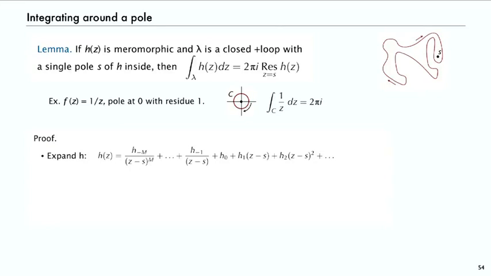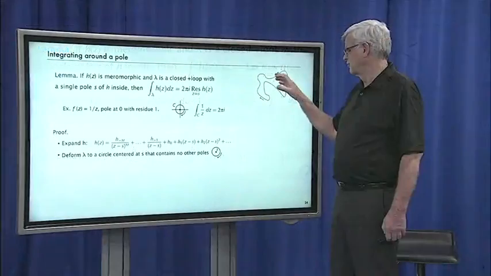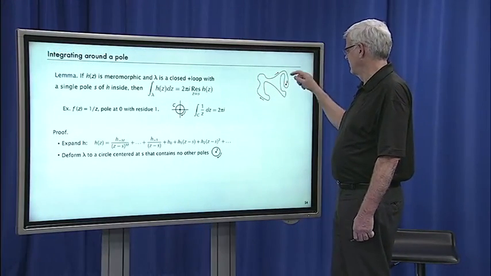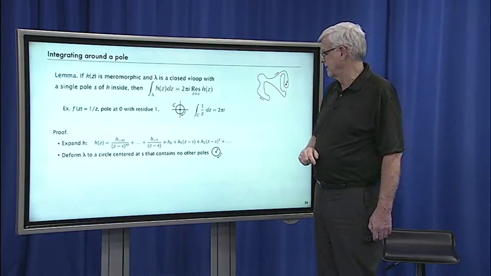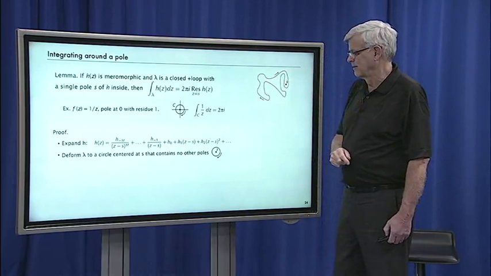Because s is a pole, we can expand h near that pole and write it as a power series of this form, starting at z minus s to the n and going on. And that's really the essence of being meromorphic, that you can write such an expansion near a pole. So now we can deform our curve by the Cauchy theorem to a circle that is centered at s and has no other poles, because there are no other poles in there.